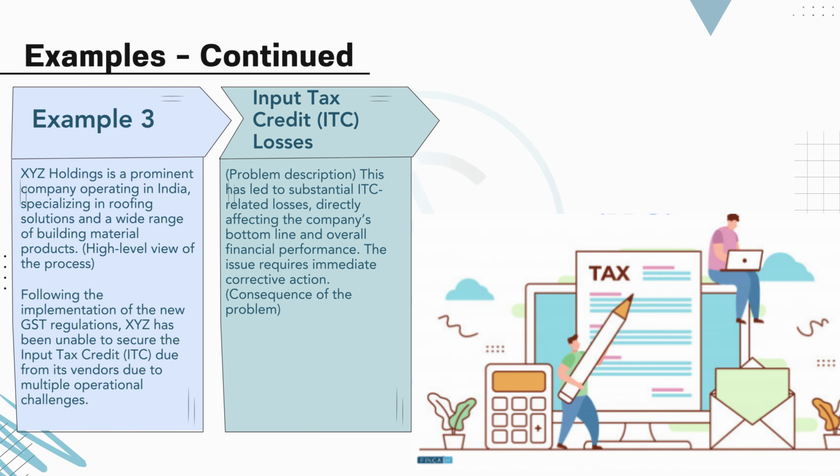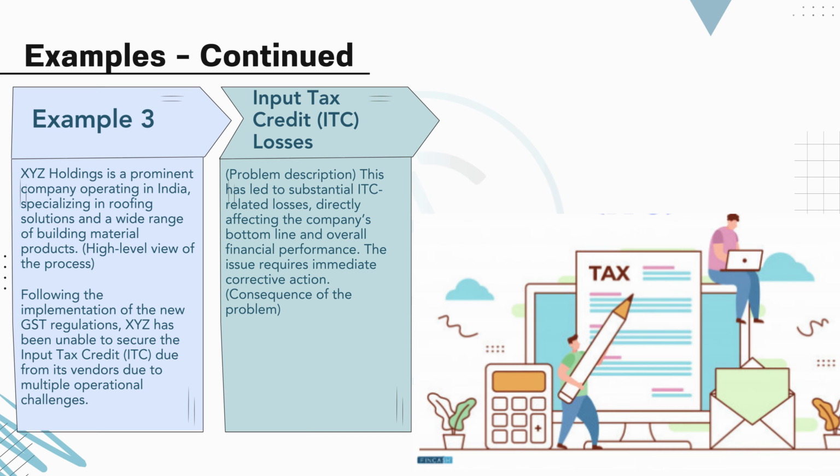Now let's look at example 3, which highlights a financial and compliance-related issue within a manufacturing context, specifically focused on input tax credit losses. The company here, XYZ Holdings, is a leading player in India's building materials sector, offering a wide variety of roofing solutions and construction products. Following the implementation of the new GST regulations, XYZ has faced significant difficulties in securing the Input Tax Credit, ITC, from its vendors.